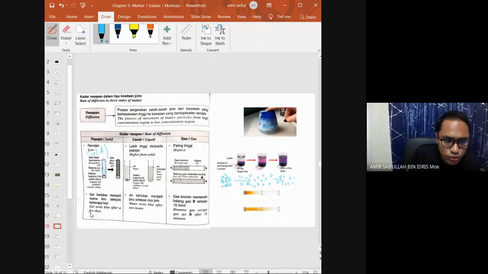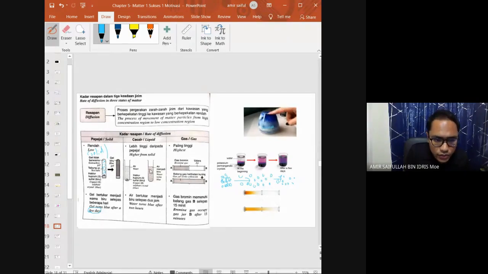it will take a few days. 1, 2, 3, 4 days, and only then can you see it is spread evenly. It takes a very long time because it needs to pass through very, very small spaces between the particles. That's why it is moving very slowly. It diffuses at a very slow rate.